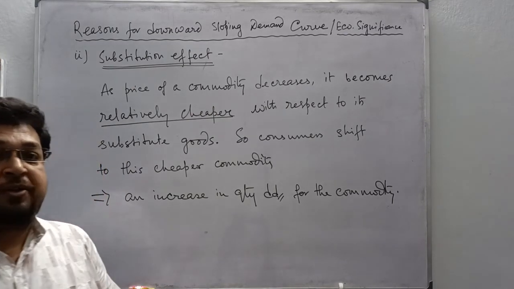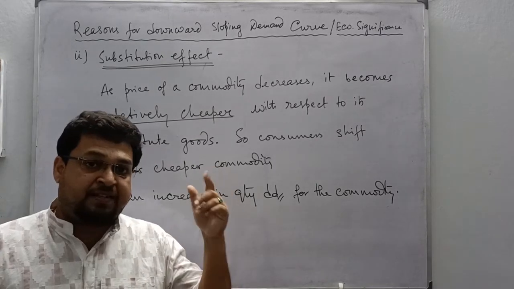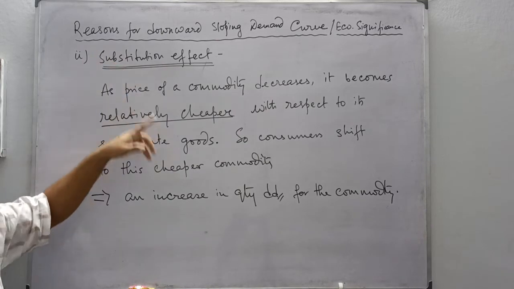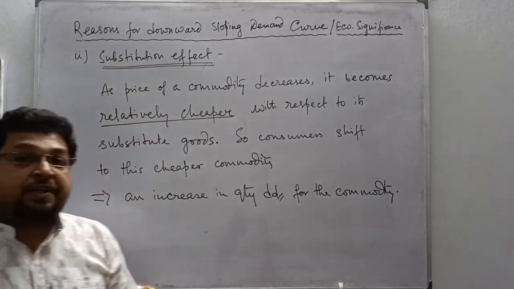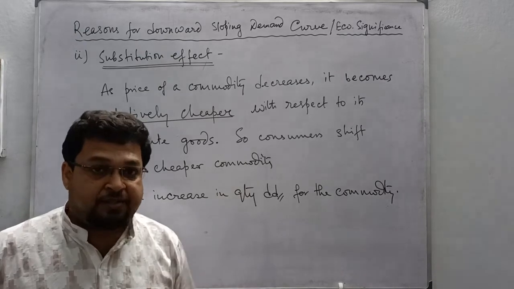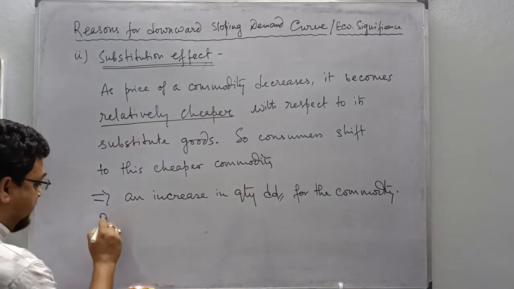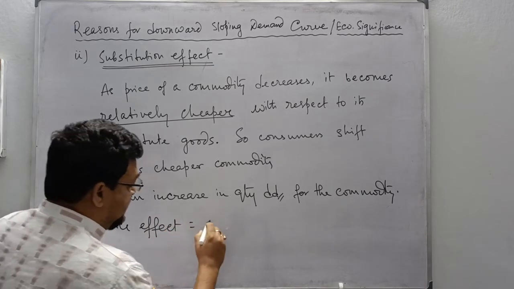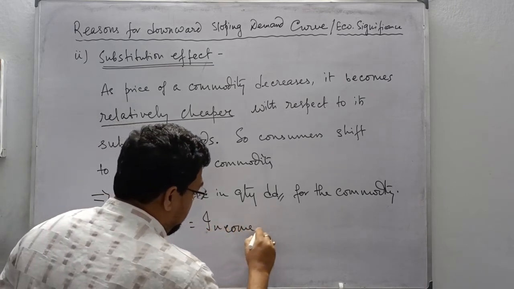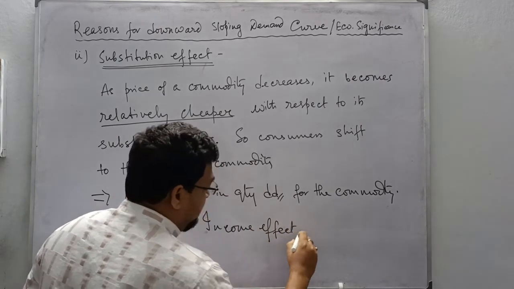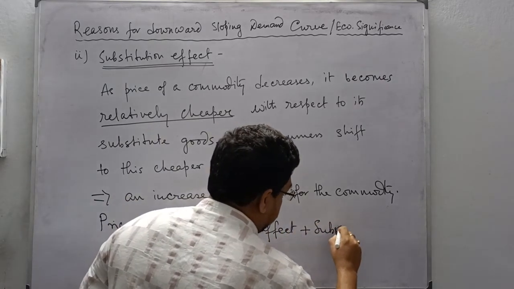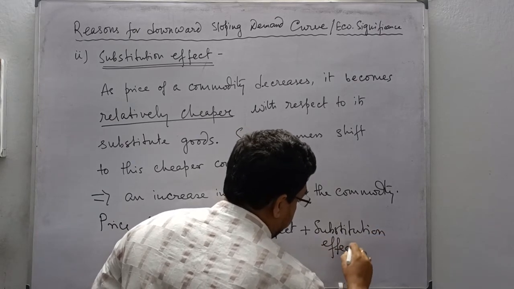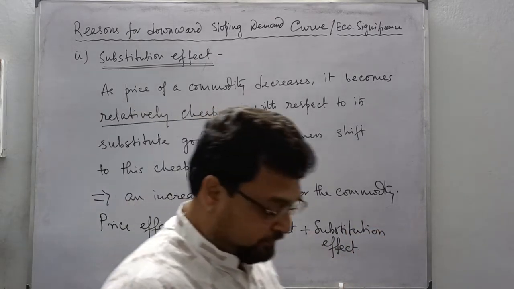Combining these two, the total of the income effect that we learned previously and the substitution effect together is known as price effect. So, price effect equals income effect plus substitution effect. Please note it down.